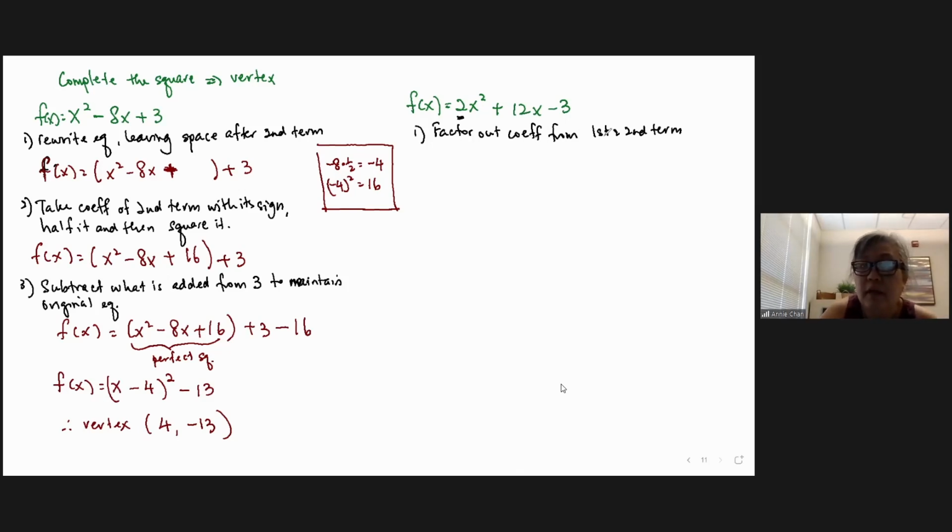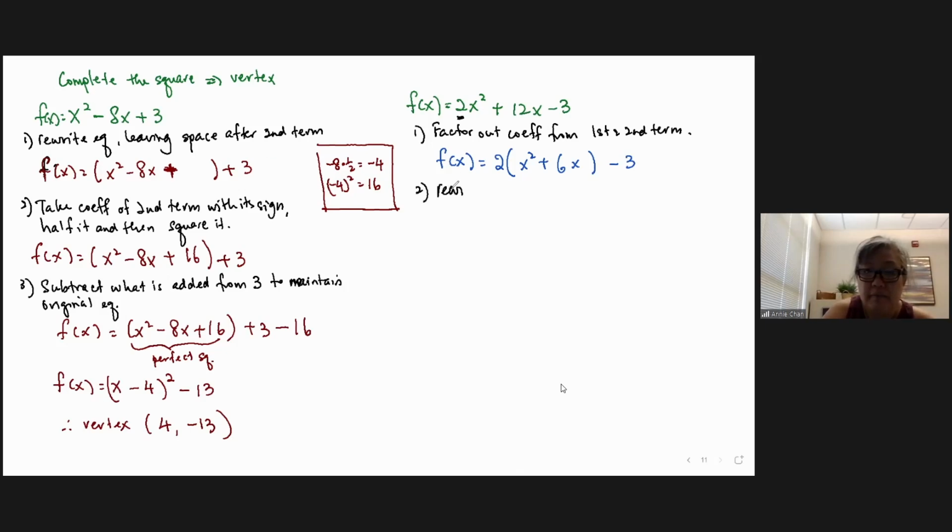So factor out the coefficient from the first and second term. Okay, let's just do one at a time. I will have f of x equals 2 times x squared plus 6x minus 3. Factor out from the first and the second. Then I'm going to do exactly the same as what I did here.